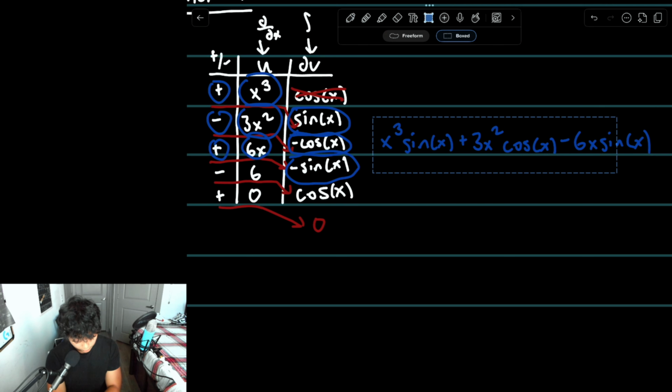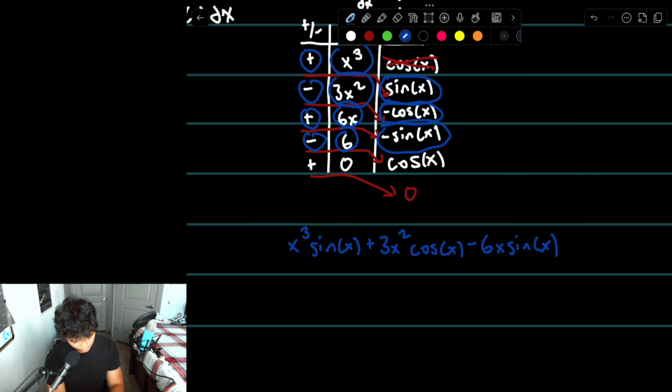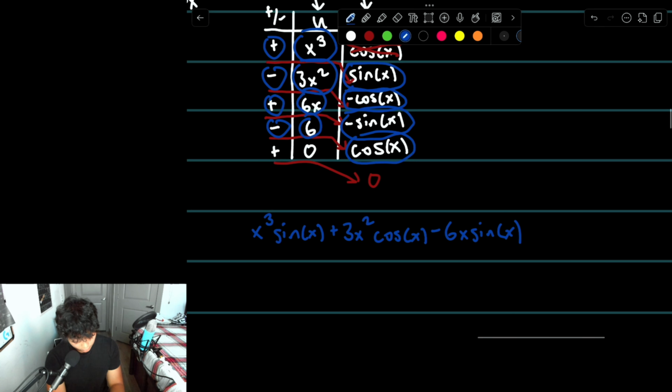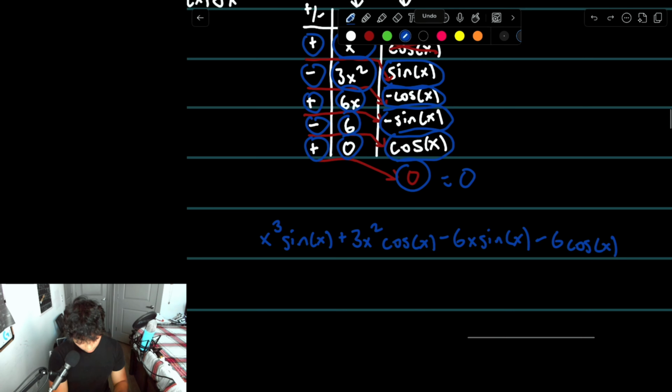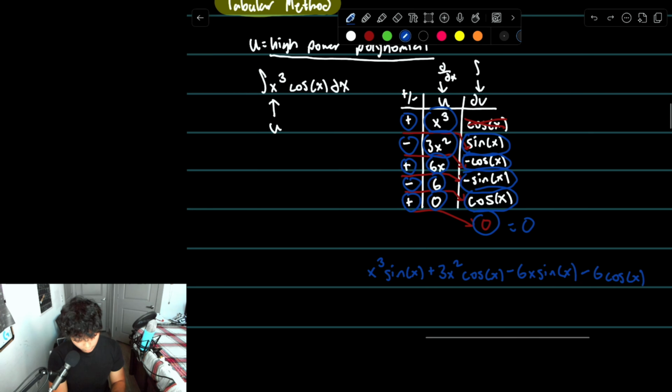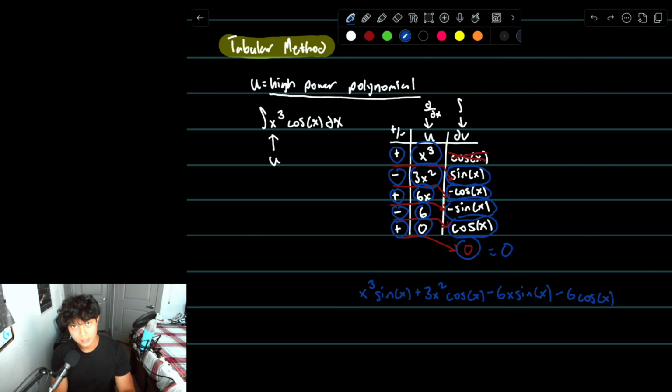And let me just bring this down here. Multiplying a negative sine, a 6, and a cosine x will just give us negative 6 cosine x. And then obviously a positive, a 0, and a nothing will give us 0, which you obviously don't have to put a plus 0. And that is basically the tabular method. Like I said, I will never use this. Even in a test, if I'm given a high power polynomial, I will never use this.